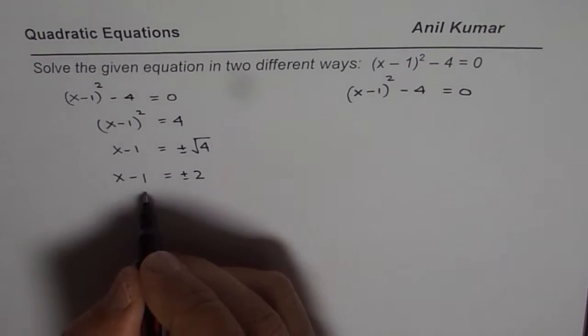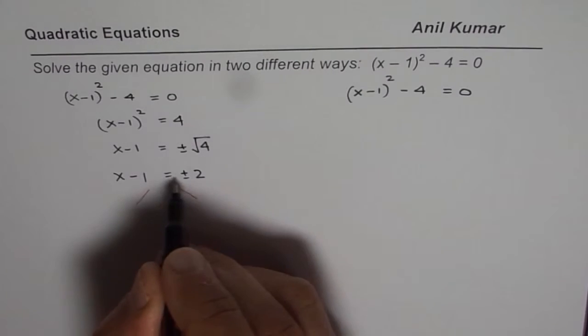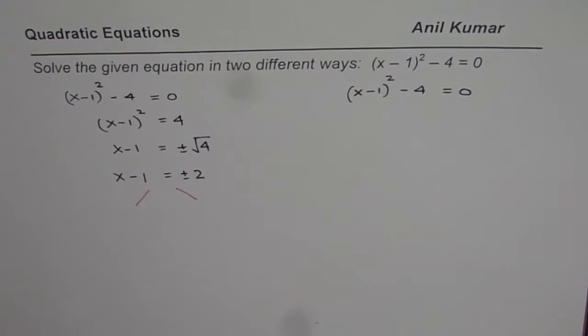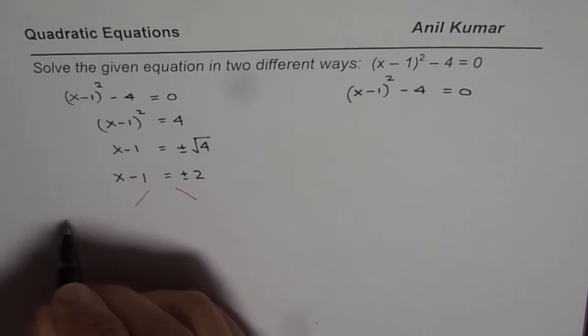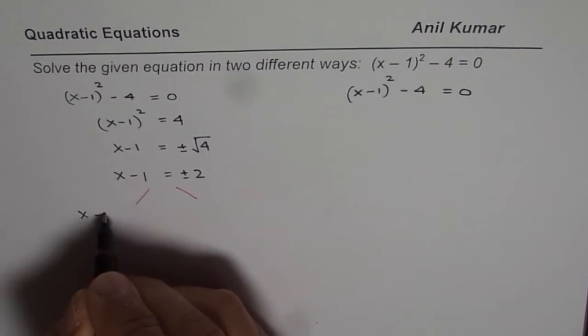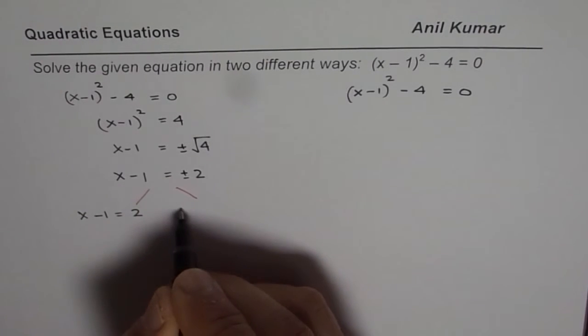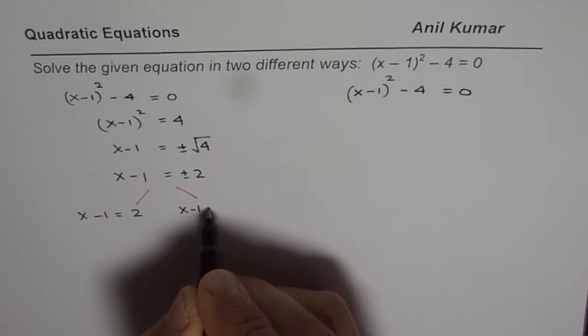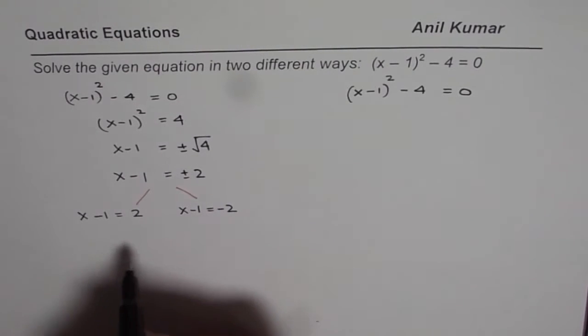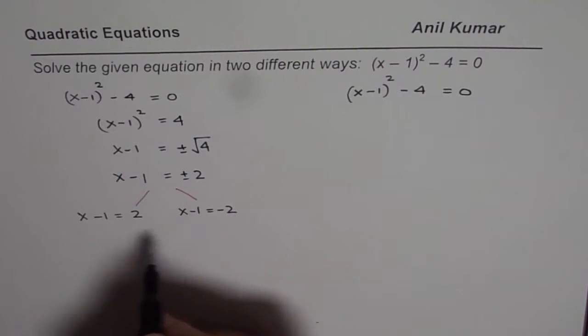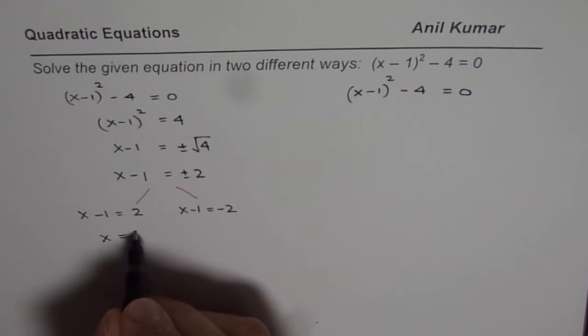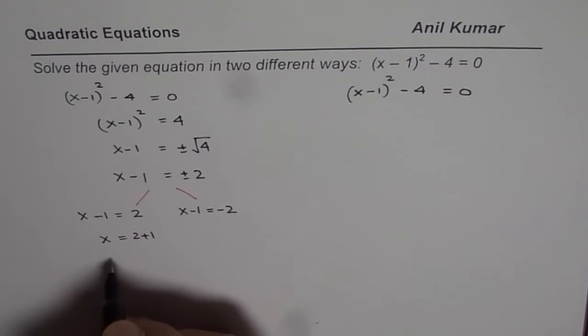Now in these equations, when you get plus and minus, that means you are looking for two values. So two different scenarios are there. One is x − 1 = +2. The other one is x − 1 = −2. So you have to solve both individually. x = 2 + 1. That gives you x = 3 as one solution.